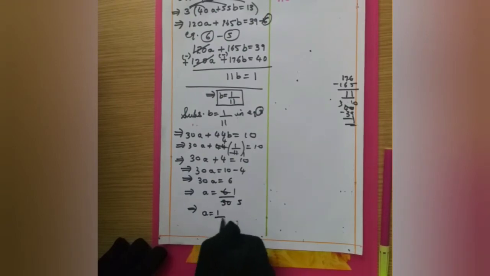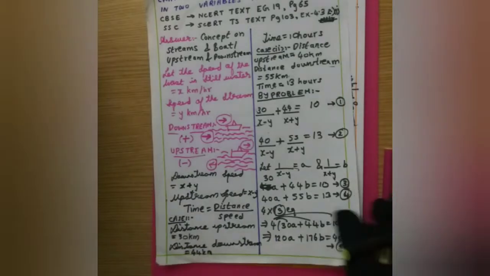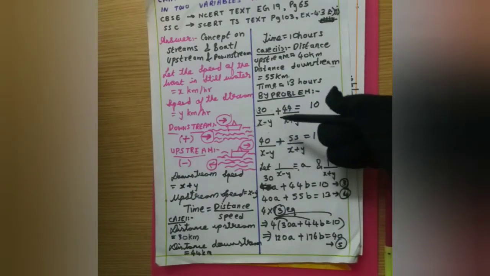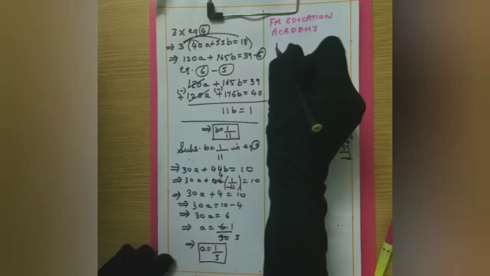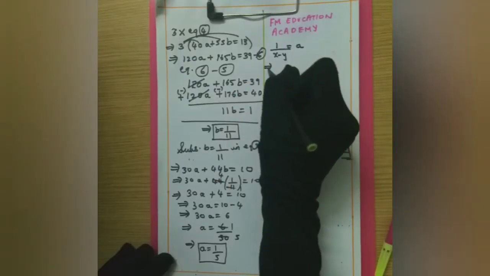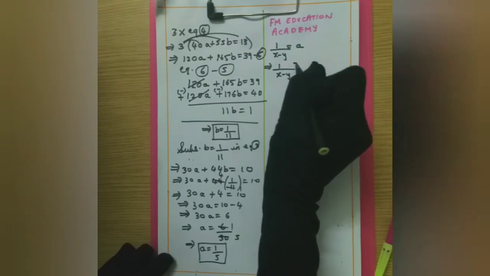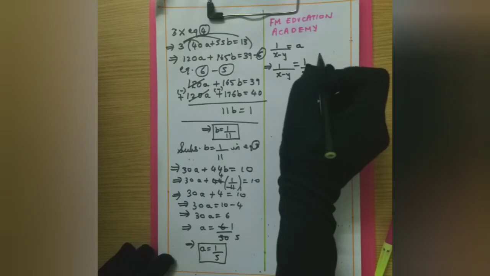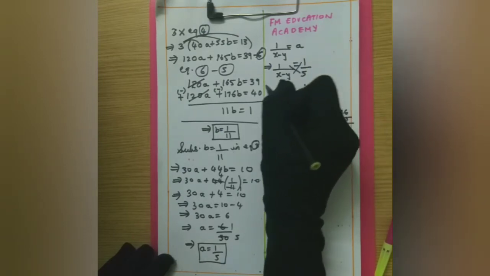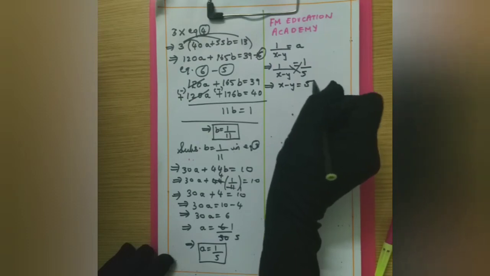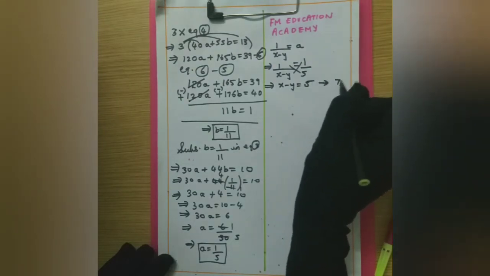So b is 1 by 11 and a is 1 by 5. But that is not my question. My actual equations were having x minus y and x plus y. So whatever I assumed, I'll equate that to a and b. 1 by x minus y is equal to a, I had assumed. So 1 by x minus y as it is. What is a I have? 1 by 5. Right. So cross multiply. 5 into 1 is x minus y. 5 into 1 is 5. This is my 7th equation.